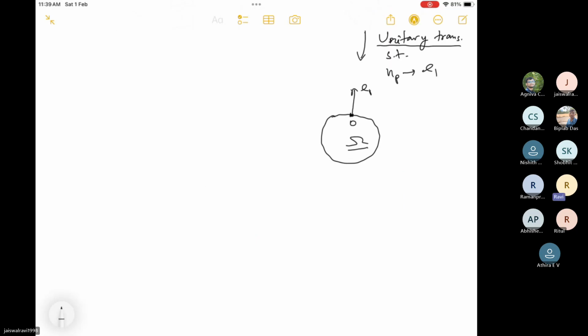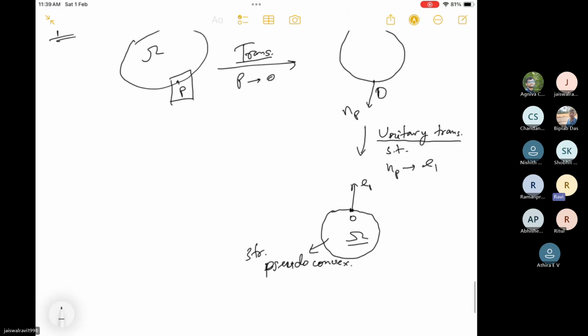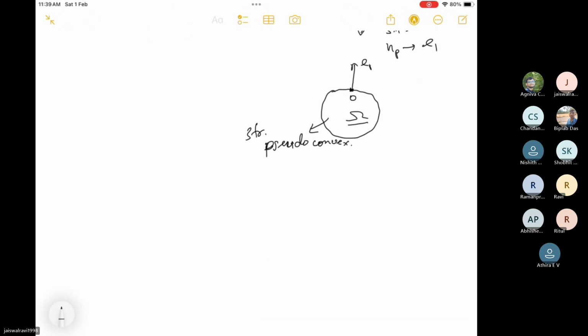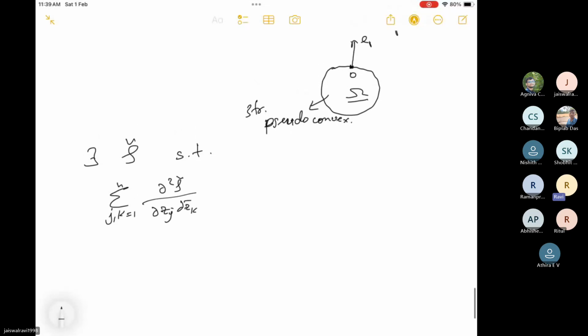Okay, so this omega is strongly pseudo-convex, and translation and unitary transformation are both biholomorphisms. So by the previous lemma, there exists a rho tilde such that the sum over j,k from 1 to n of del square rho tilde by del zj del zk bar. So here the boundary point is 0.